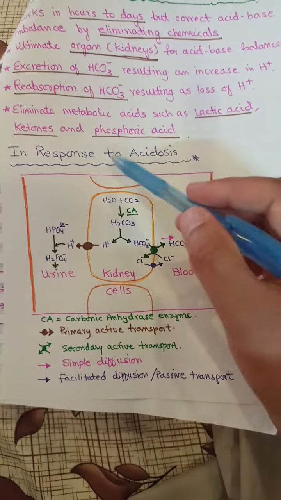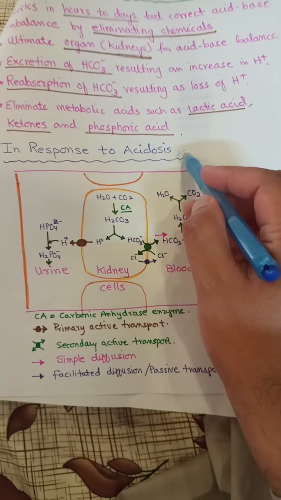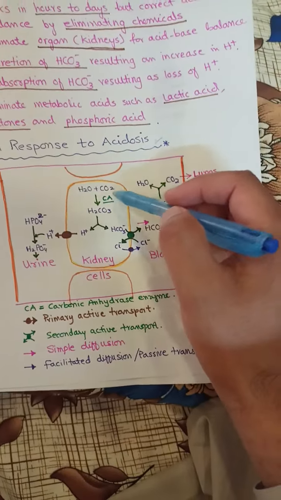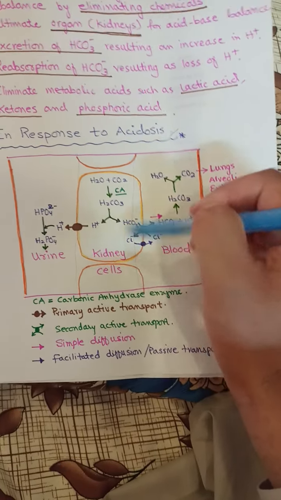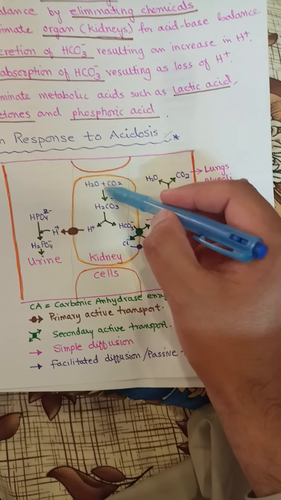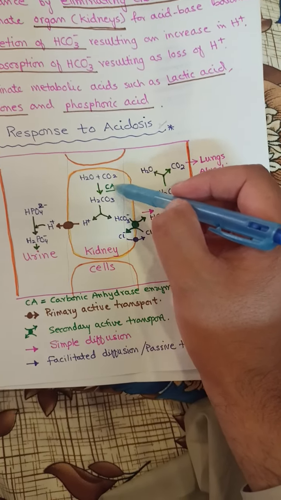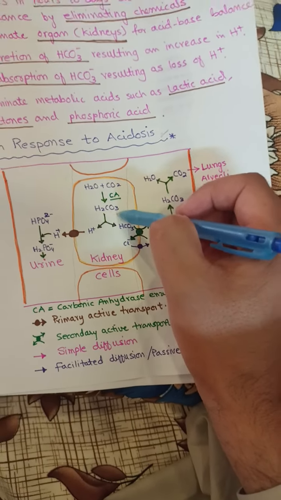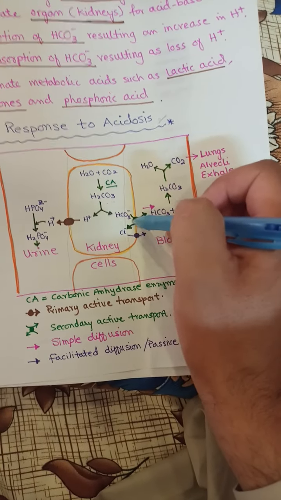Here we have shown an example of renal acid-base balance when acidosis occurs. So during acidemia, how does this renal system work? During acidosis, here we have shown that this lining is the kidney cells. So during acidosis, when more carbon dioxide occurs in our body, with the help of the carbonic anhydrase enzyme, carbon dioxide and water make carbonic acid. This carbonic acid further releases hydrogen ion and bicarbonate ion.